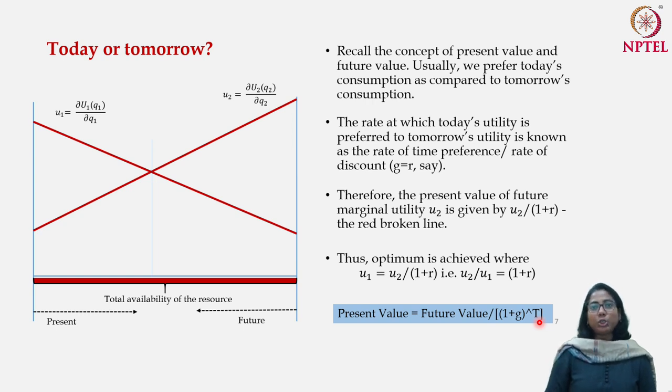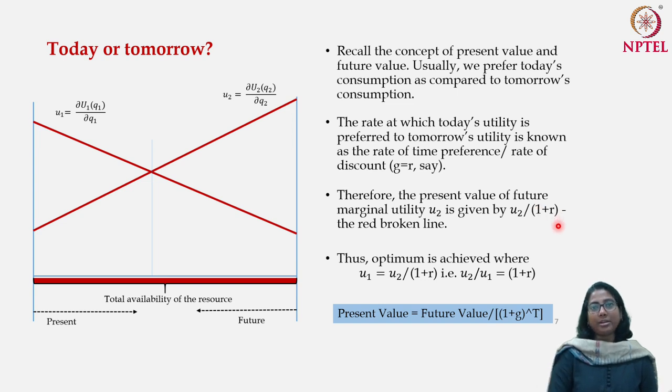Here we don't have any issue, our t is equal to 1 because we have the time period 0 and 1 only. The g is actually equivalent to your rate of time preference, the rate at which your preference is growing or your preference is falling with respect to the consumption. This is usually denoted as R, but it plays the same role as G.